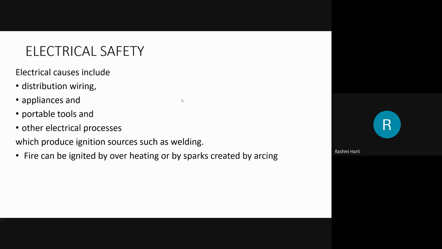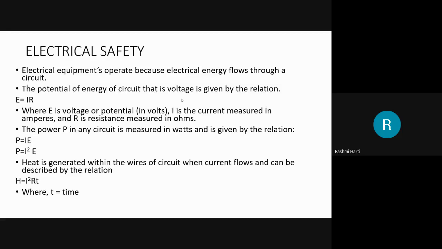Now moving on to electrical safety, my dear students. Electrical causes include distribution wires, appliances, portable tools, or other electrical processes which produce an ignition source, such as welding. Fire can be ignited by overheating or by a spark created by an arc. When we speak about electrical safety, we have to understand how electrical equipment works.